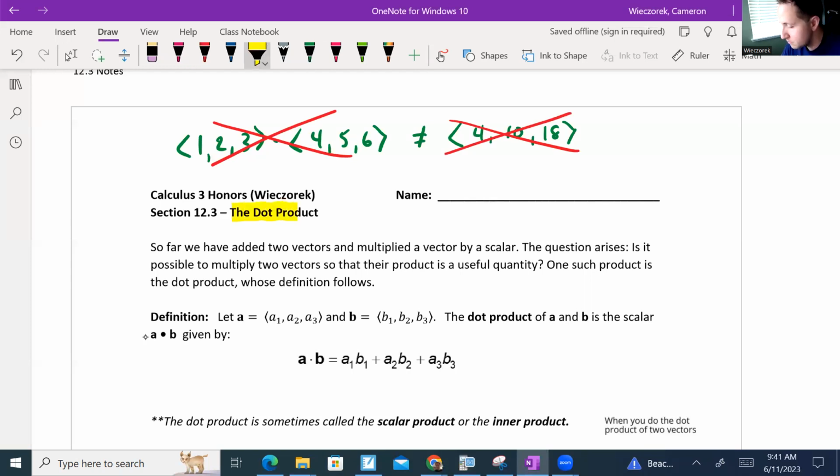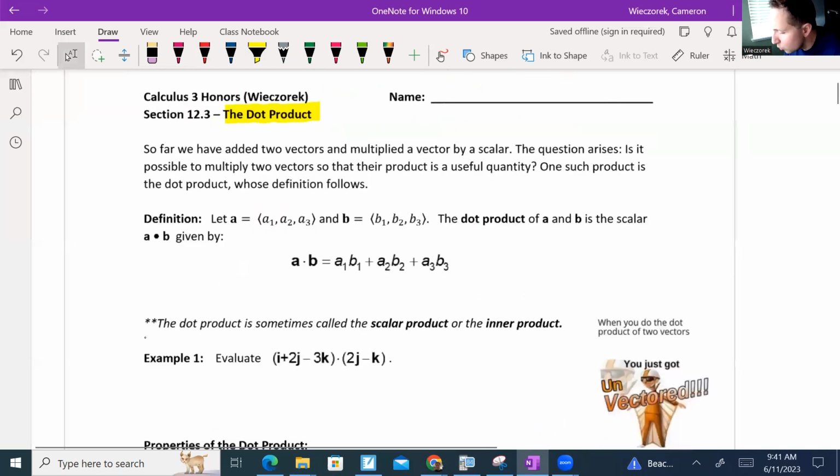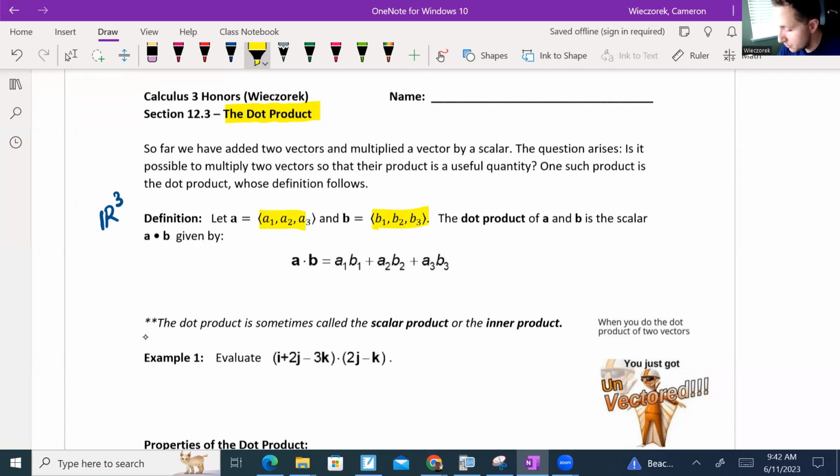The good news is we still have a type of product we can take, and it's called the dot product. We'll talk about the geometric significance of it in a little bit. The way the dot product works is, say you have two vectors. They might be in R2, they might be in R3. The formula is going to work out the same way. Let's just, for the sake of the definition, say we're dealing with two vectors that live in R3. We'll call the first one A, we'll call the second one B, with given components. The dot product of A and B, denoted A dot B, note these are bolded.